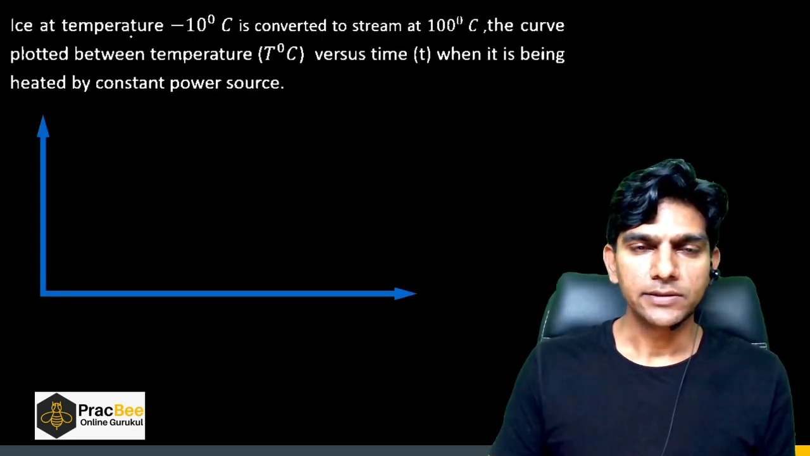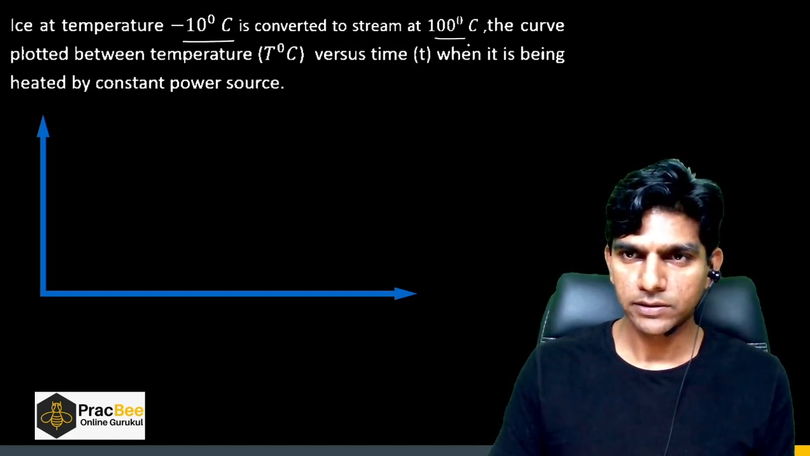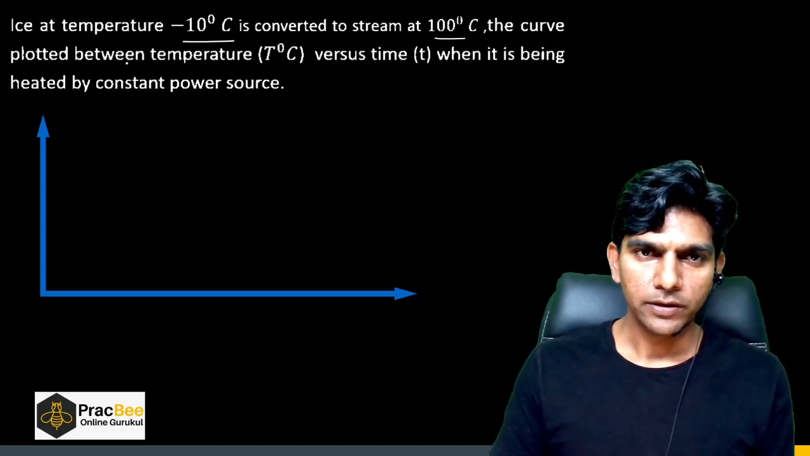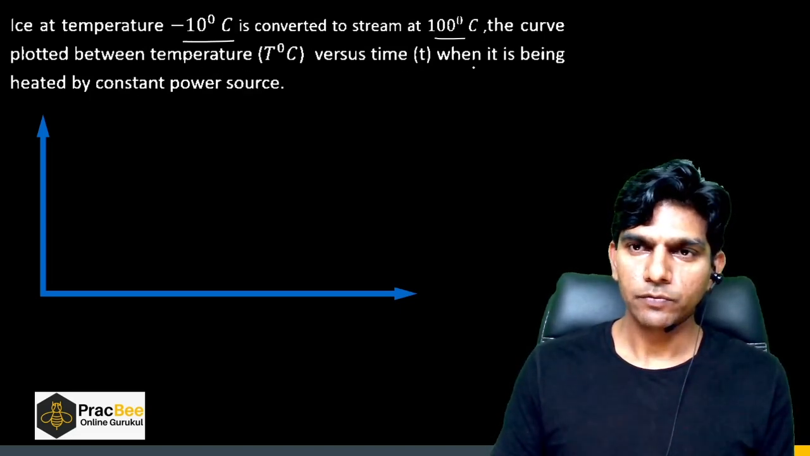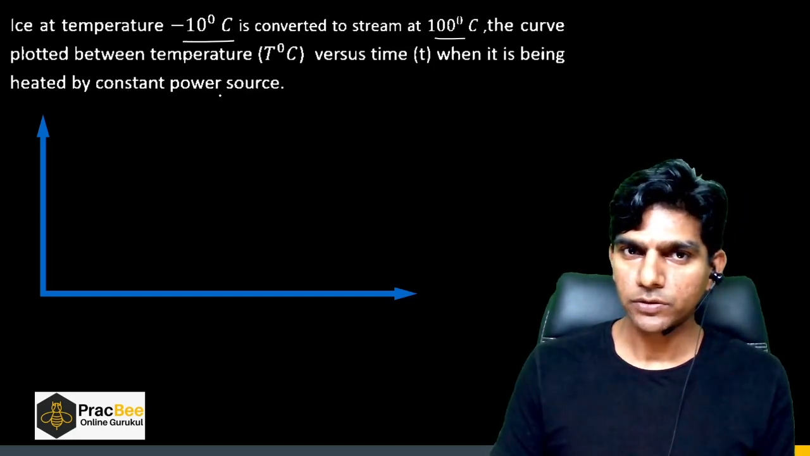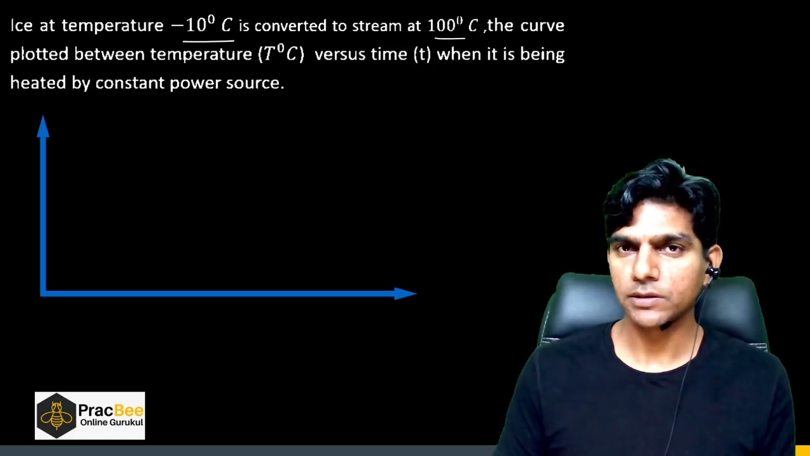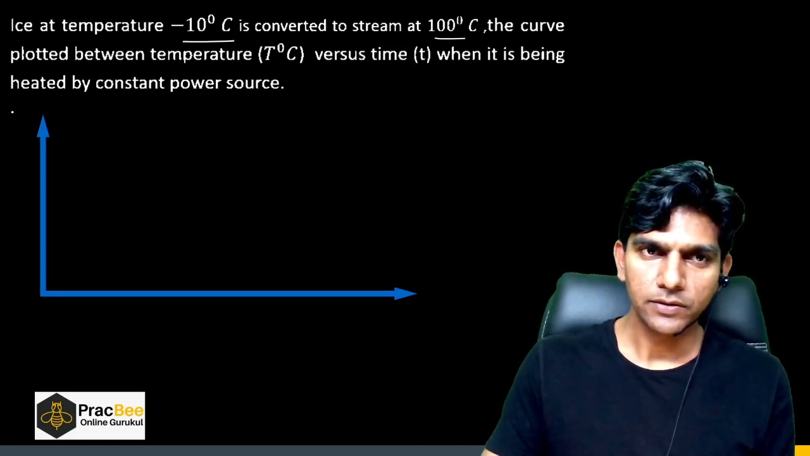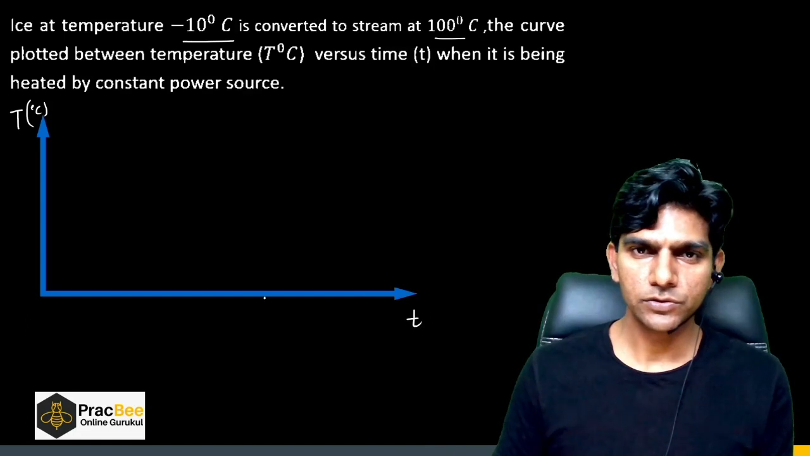Next, ice at temperature minus 10 degrees Celsius is converted to steam at 100 degrees Celsius. The curve is plotted between the temperature versus the time when it is being heated by a constant power source. Again, it is a standard question. Whenever we teach heat, this portion is covered where we plot this graph. So here we have temperature in degrees Celsius, and here we have time, and we are supplying heat with a constant power source.